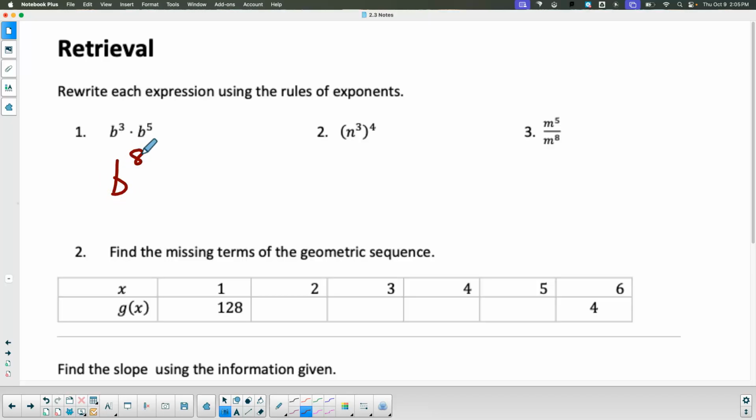Number 2. What do we got? N to the 12th power. Do we agree with that? Yep. N to the 12th power.